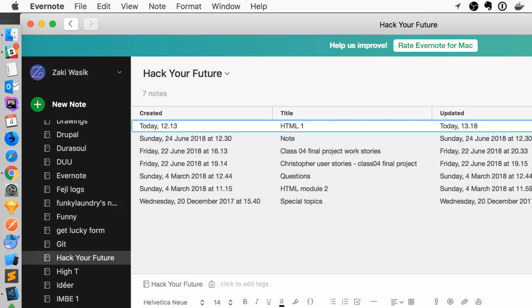All right. So I think that's enough on CSS. Any questions about that so far?